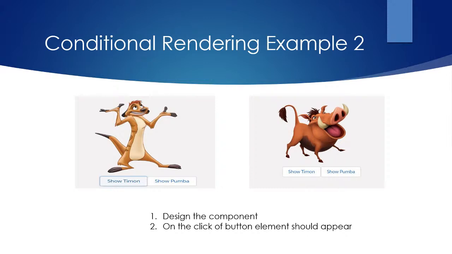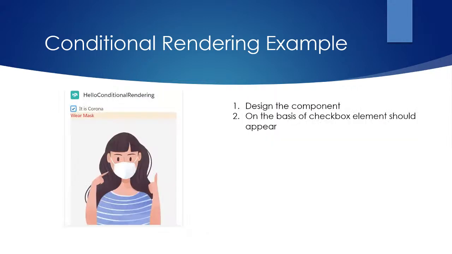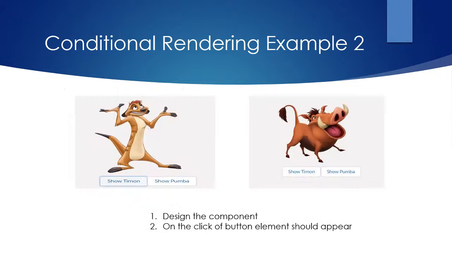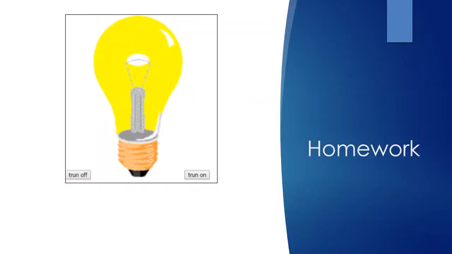So we have done two examples on conditional rendering. One is on a simple checkbox, where an image is appearing, and second is that on the basis of an input button, two different sets of images are coming. So now your homework on this is to go ahead and do that for the bulb on and bulb off and see how it looks.